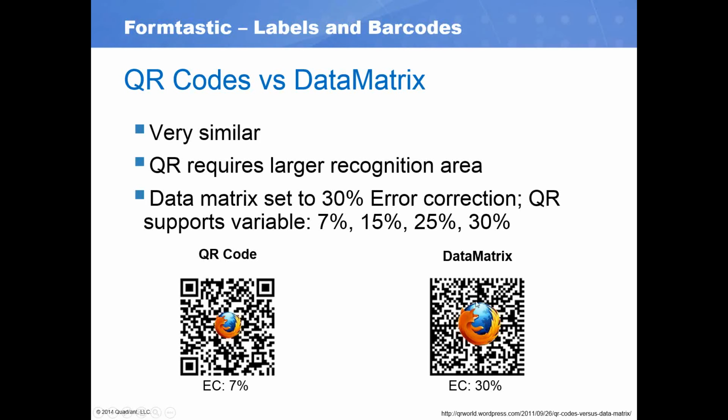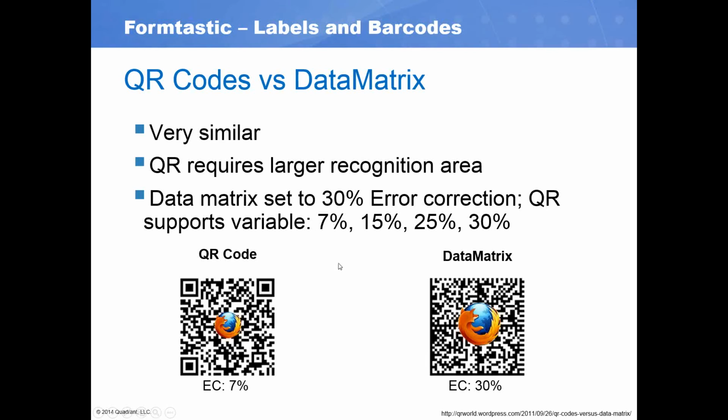Some marketers take advantage of this by inserting images in the middle or somewhere on the barcode to help improve brand and make it look nicer. And even by doing that, it doesn't disrupt or invalidate the ability for this to be scanned and read by readers. QR codes, as opposed to data matrix, support a variable.